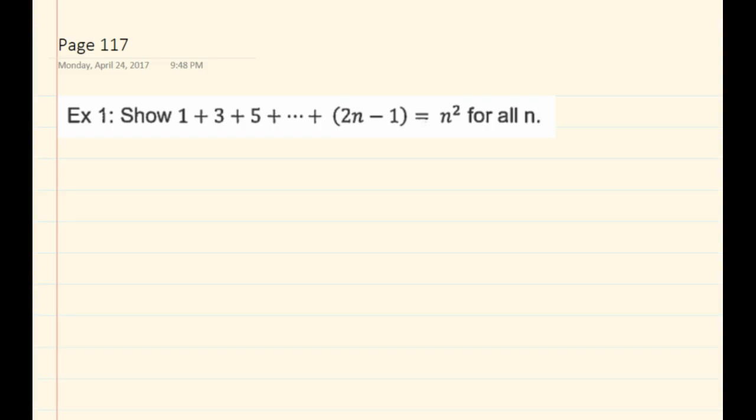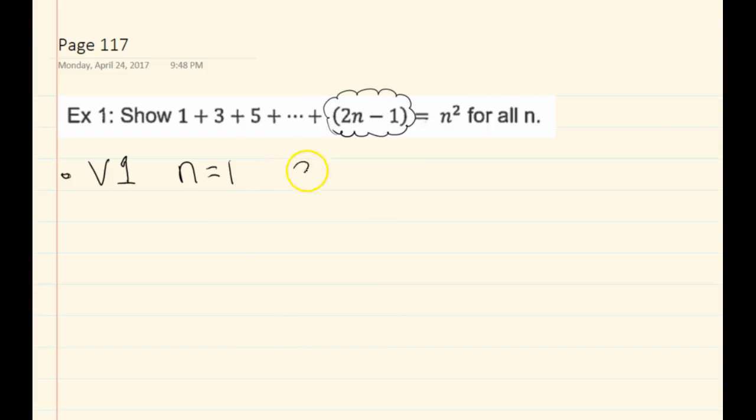So on page 117, we're going to start off with example number 1, which our job is to show that 1 plus 3 plus 5 plus however many numbers we want will equal n squared for all values of n. So the very first thing we're going to do is V1. That's when we verify that it's true when n is equal to 1. So I want you to notice that this part right here is what we call our general term.